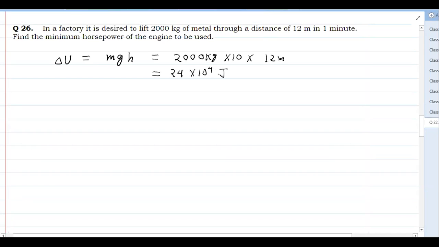So this is the energy change of the object, and there is no mention of velocity. So the kinetic energy change we can consider as 0. The object is moved slowly. Although it is not written, since nothing is mentioned about velocity, we can take it as 0. Assuming the object is lifted slowly.